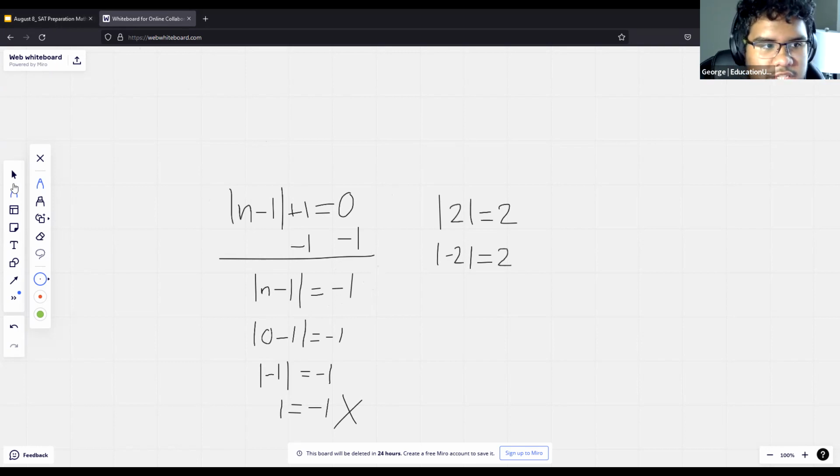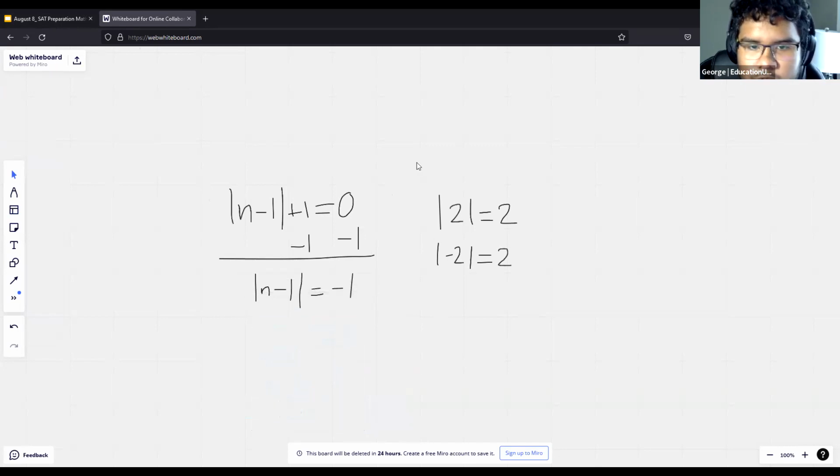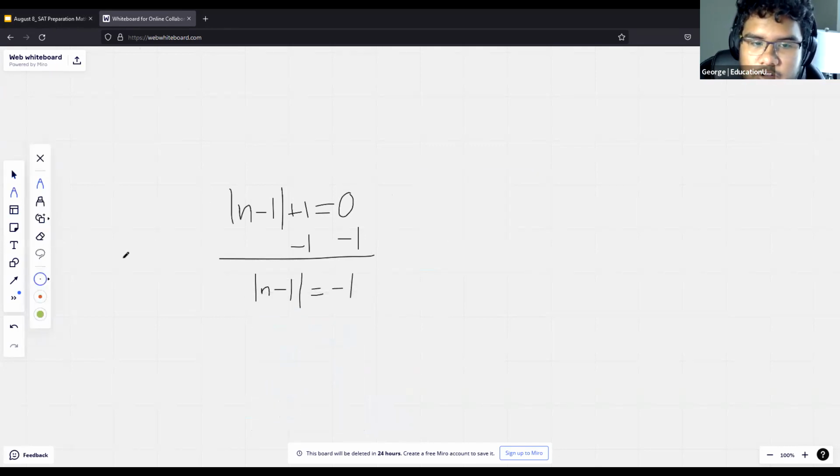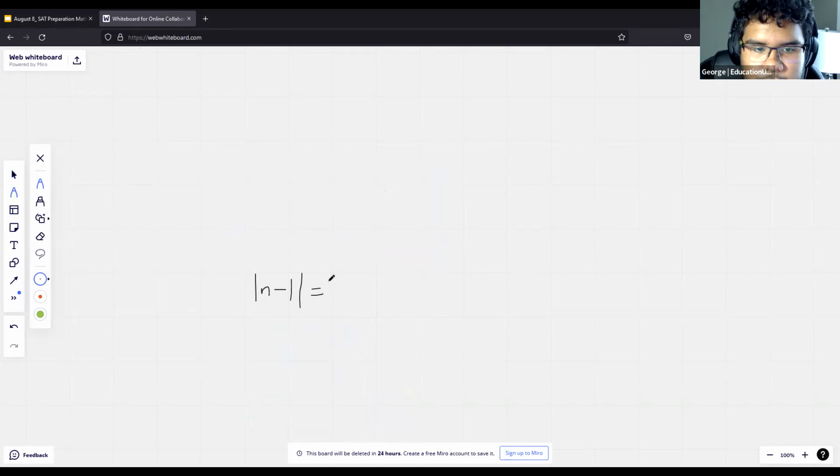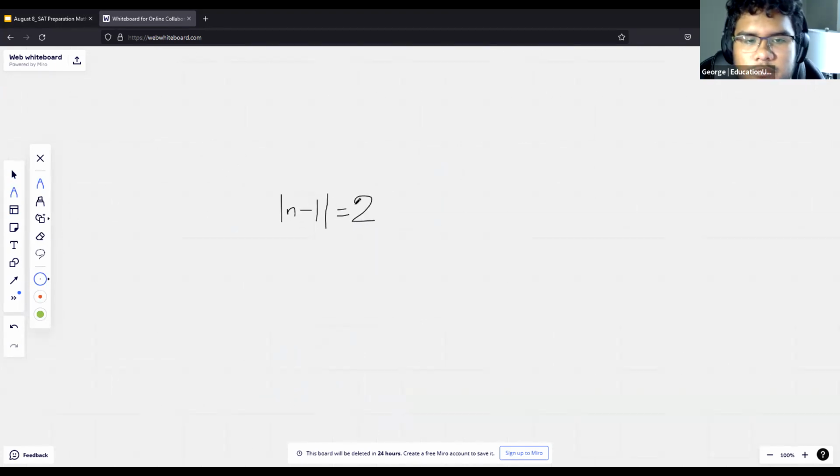Now, before we can move on to the next question, I also want to briefly explain what to do in case of absolute value functions that aren't negative. Like, let's say you had to solve some different equation. Let me just erase this. Let's say it was asking the absolute value of n minus 1 equals 2. Now, the way you would solve this is you would have to branch this equation into two different ways. And let me show you what I mean.